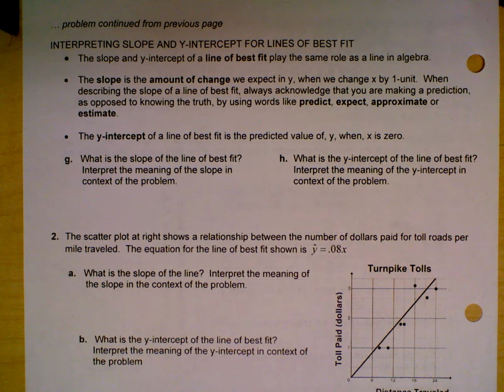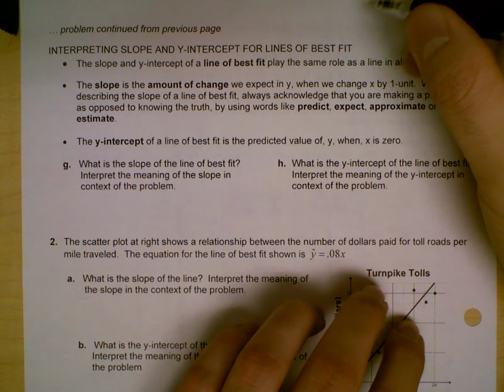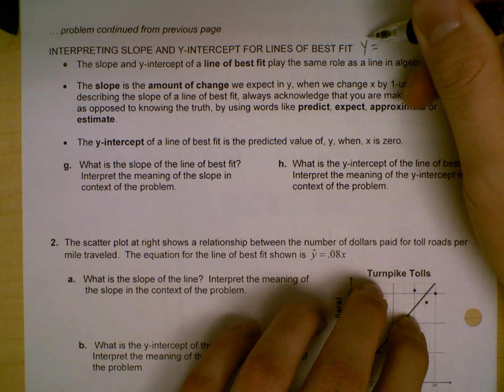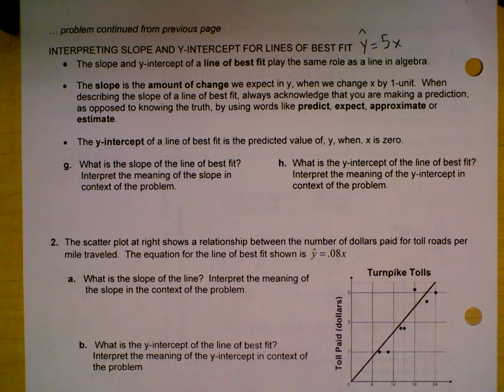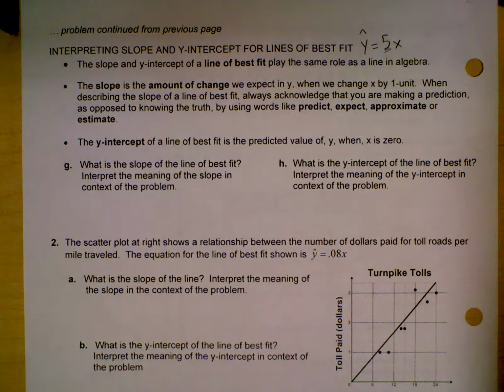So, question G, what is the slope of the line of best fit? Interpret the meaning of the slope in the context of the problem. Remember, we used the line of best fit from our other page. I'll just write it up towards the top of the page. y hat was equal to 5x. So the slope would be the number that's in front of the x, or 5.